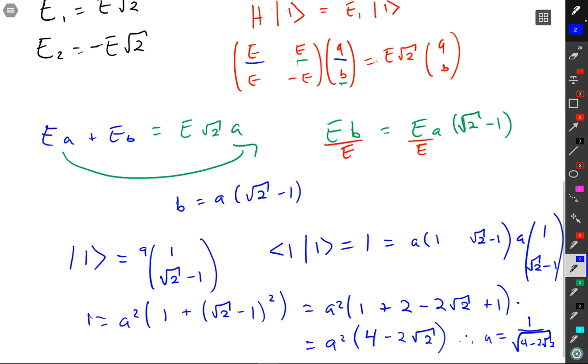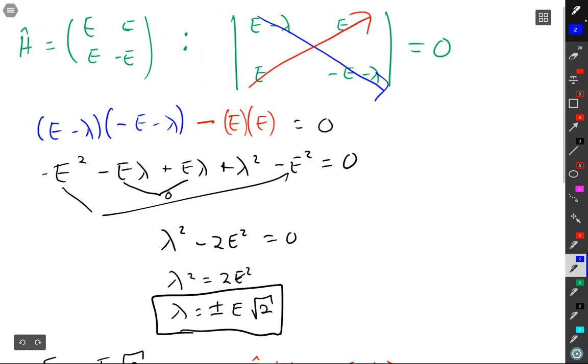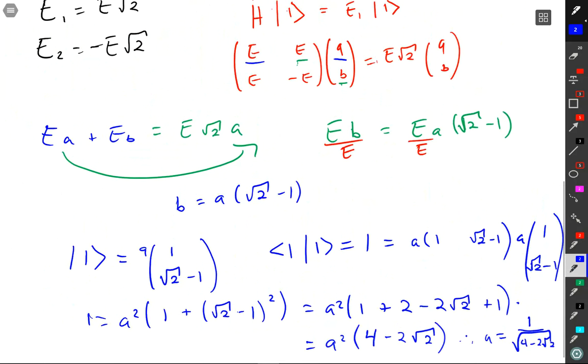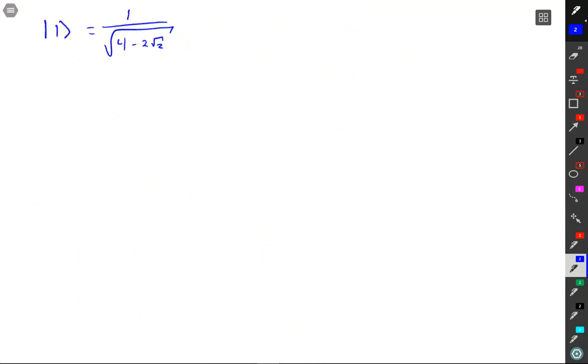So now I have found my normalization, and so I have 1 over square root of 4 minus 2 root 2. That's what it was, right? That's my state 1.